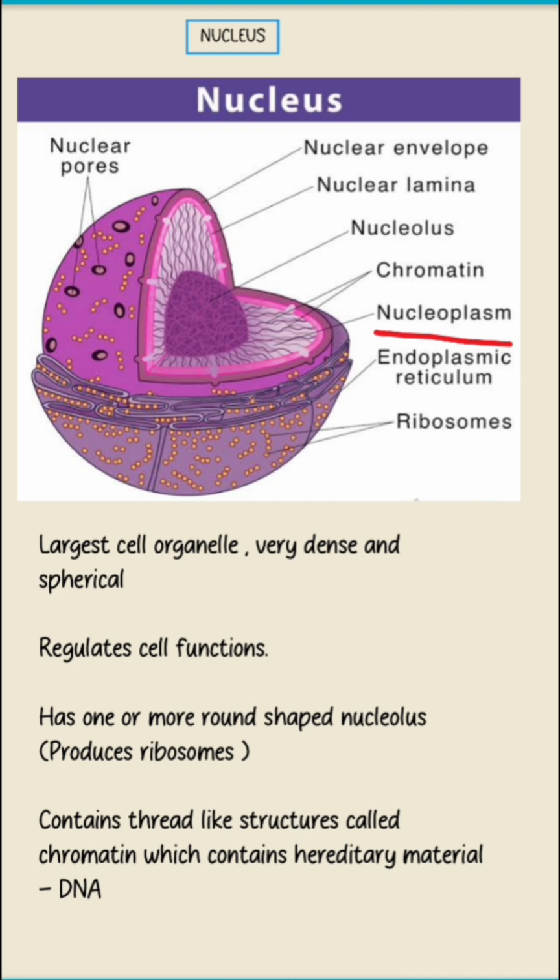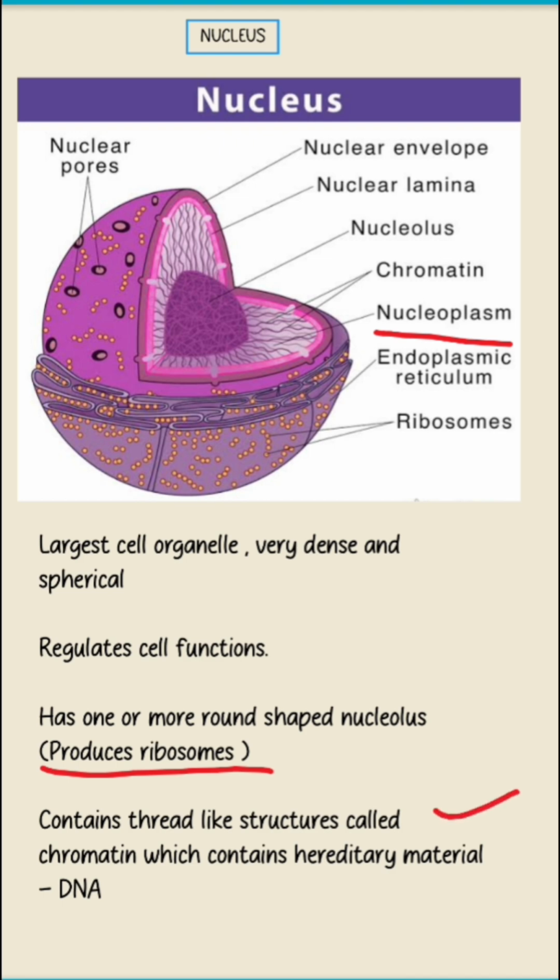It is the largest cell organelle. It is very dense in nature and it is spherical in structure. It regulates all the functions of the cell. It has one or more round structures which are known as the nucleolus, and its main function is to produce ribosomes, and as you know, ribosomes help in the production of protein. So the nucleolus is responsible for the production of protein in the cell.